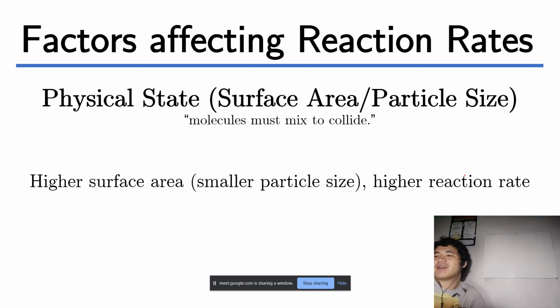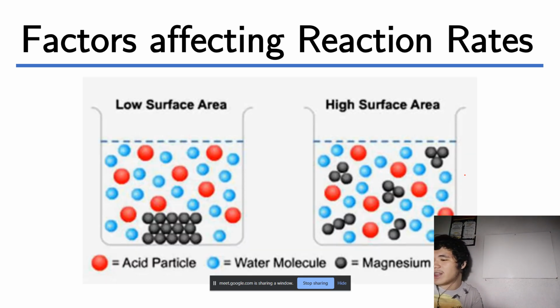So, ayun. We'll look at this in the next picture. Ayan. So, itong Mg natin, tinatry natin i-dissolve in this acid and water solution. So, kapag pinaghiwa-hiwalay natin, or in essence, pinalaki natin yung surface area, mas malaki yung chance na mag-bump yung mga particles ng acid and water sa isa't isa at sa magnesium. So, ayan, mas tataas ang reaction rate.